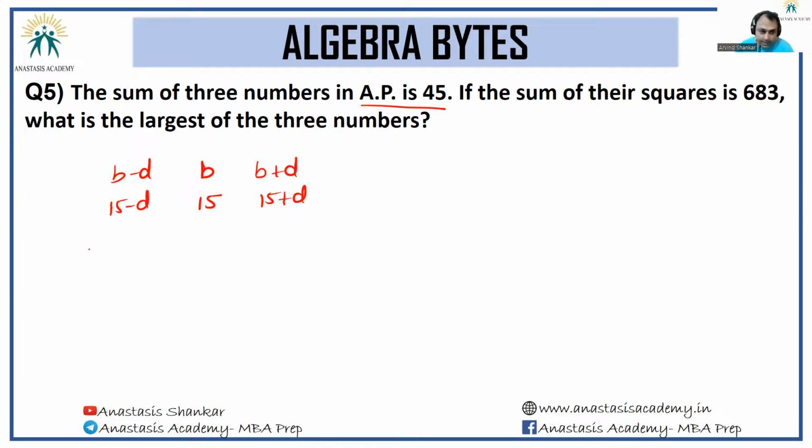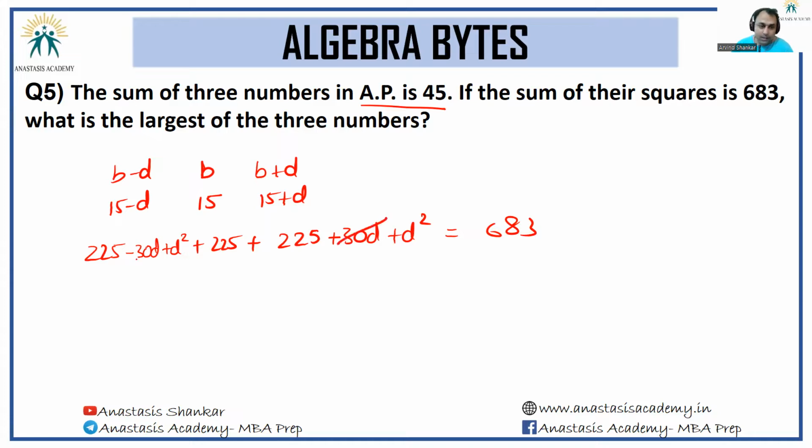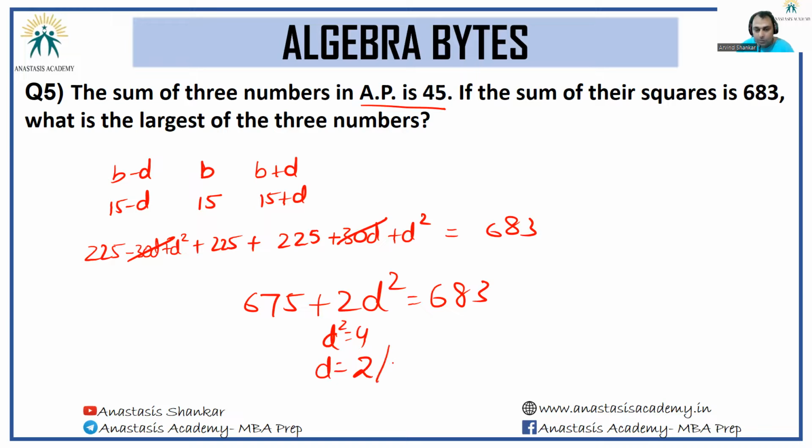Sum of the squares we are considering. So 225 minus 30D plus D square. Here we would be getting 225 plus 30D plus D square. And from here we'd be getting 225 only. These 3 together add up to 683. 30D and 30D gone. You're left with 675 plus 2D square is equal to 683, which gets me D square is equal to 4, or D is equal to 2 or minus 2.